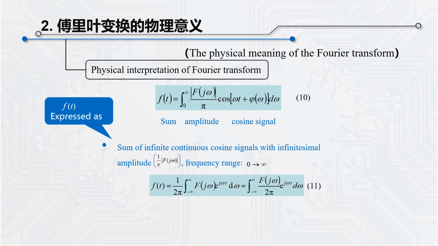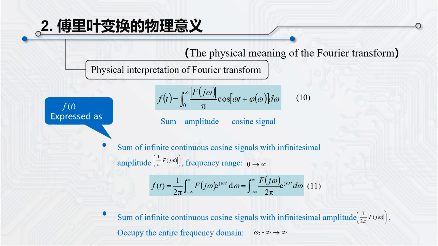There is another form. f(t) is represented by Formula 11. Well, what is its physical meaning? f(t) can be expressed as the sum of infinite continuous exponential signals with infinitesimal amplitude. It occupies the whole frequency domain. That is to say, the range of omega is from negative infinity to positive infinity.